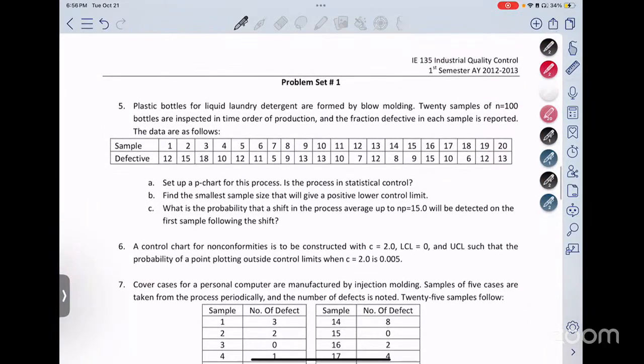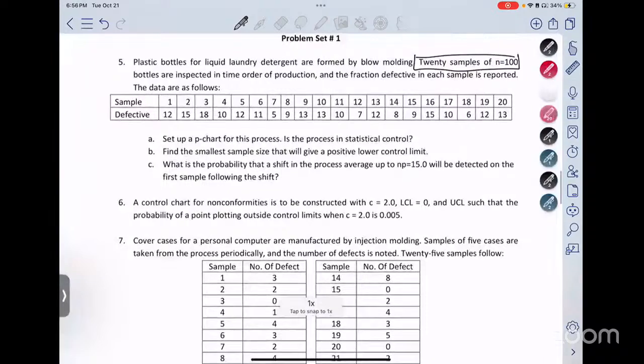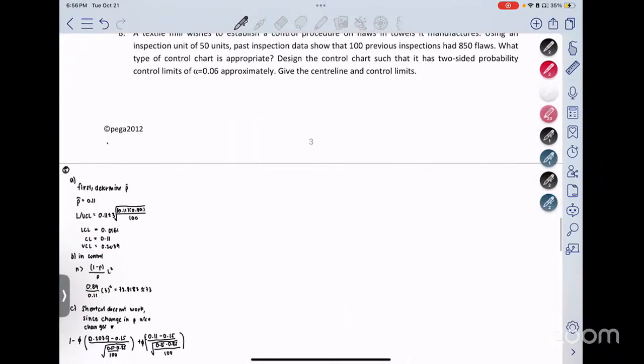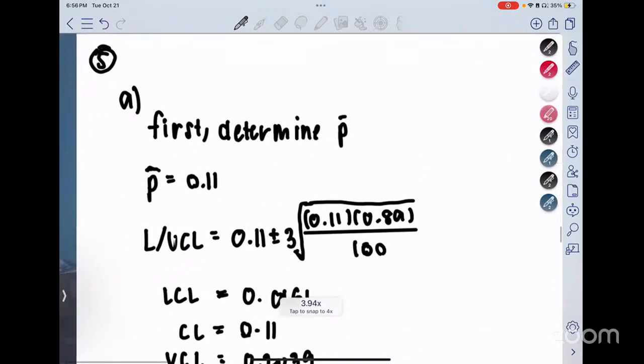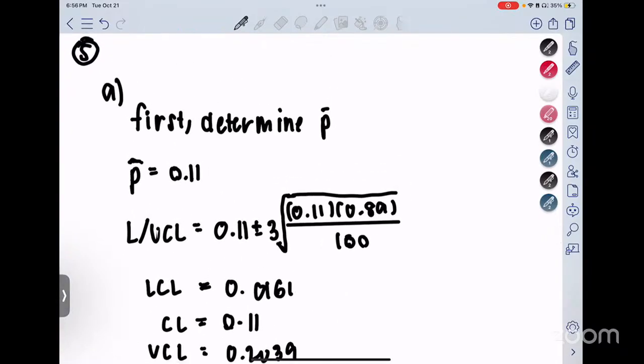5. Plastic bottles for liquid laundry detergent are formed by blow molding. 20 samples of n equals 100 bottles are inspected in time order of production, and the fraction nonconforming in each sample is reported. The data are as follows. So we have 20 samples of n equals 100. Set up a p chart for this process. Is the process in statistical control? So first, we basically have to set up the p chart. In this case, let's just look for the values associated.